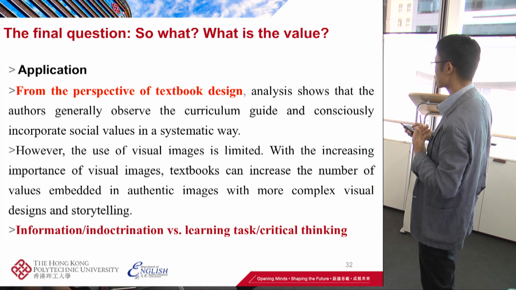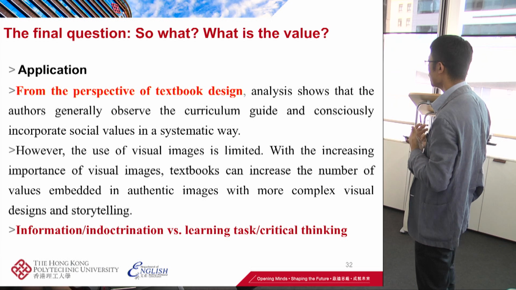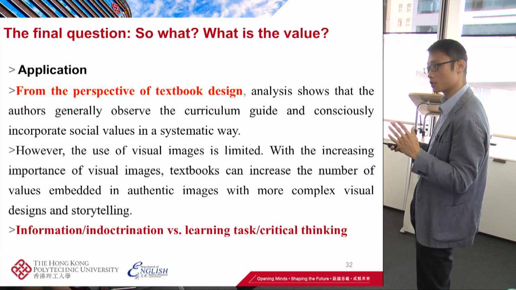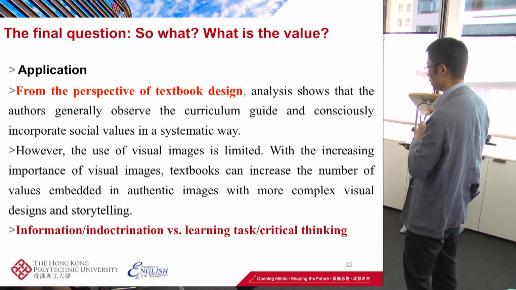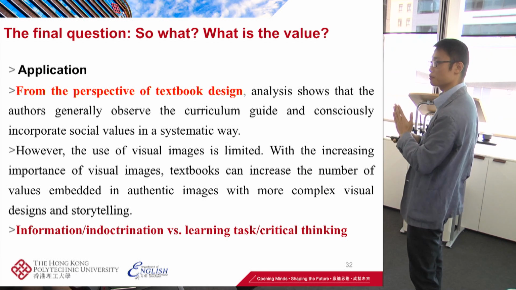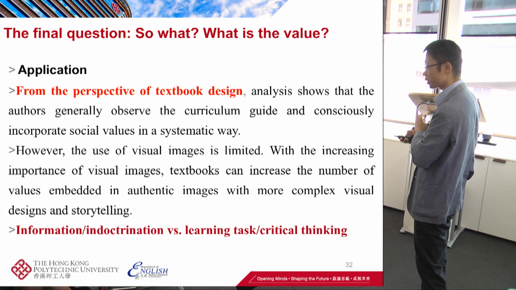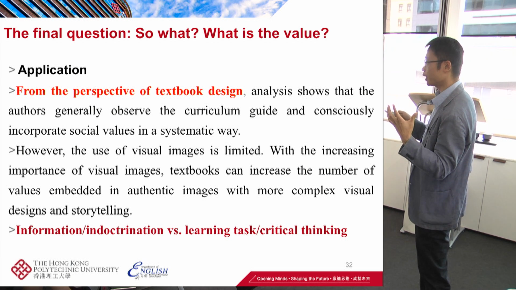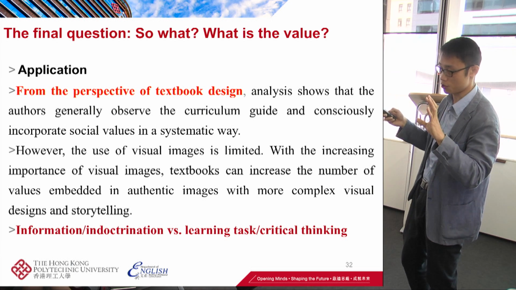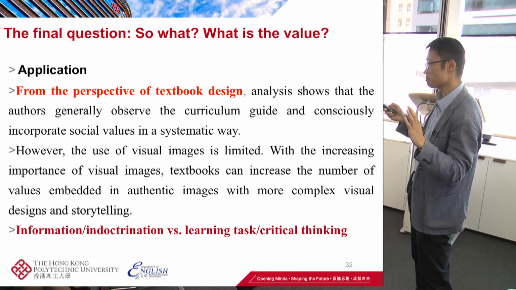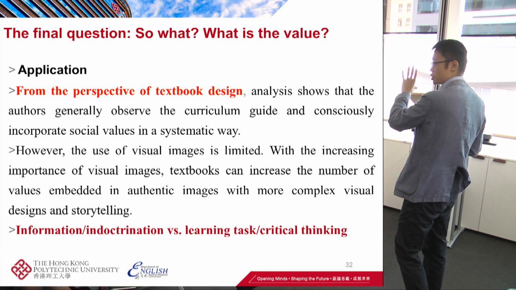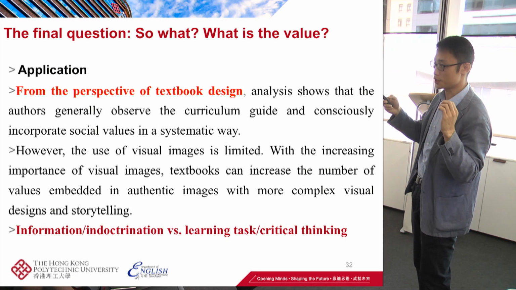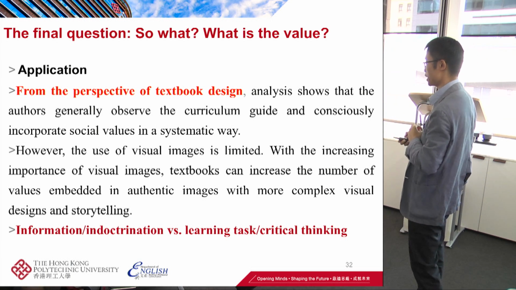So first, from the perspective of textbook design, we can say that generally the authors observe this curriculum guide and unconsciously incorporate social values in a systematic way, presumably following this Piaget and Kohlberg theory. That's very clear. We see a pattern. But in other textbooks we look at, we don't see any pattern. Like, for example, in mainland China, where English is not considered as a carrier of moral and social values education, we see it's just a mess. We don't see patterns. So this research could be used to inform textbook designers and writers how to systematically build values into English textbooks.